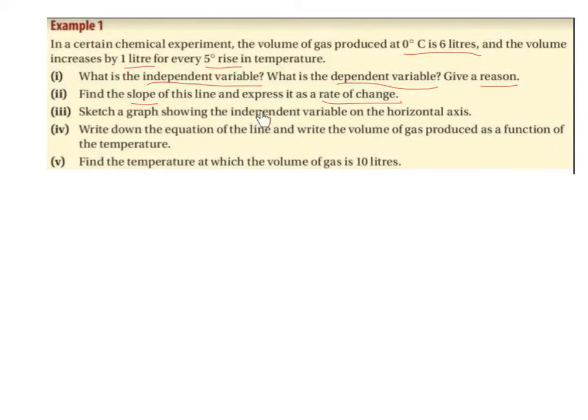Sketch a graph showing the independent variable on the horizontal axis. Write down the equation of the line and write the volume of gas produced as a function of the temperature. Find the temperature at which the volume of gas is 10 litres.